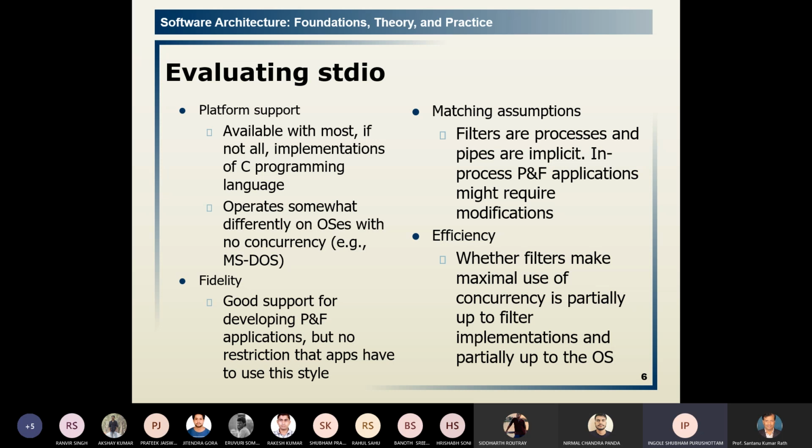The fourth point is efficiency. So how efficient is the framework? Whether filters make maximal use of concurrency is partially up to the filters. We have seen that we have different filters and these filters can run concurrently. But whether a filter makes maximal use of this concurrency is partially up to the filter implementation and partially up to the OS. So if the filters use this concurrency depends on the implementation and on the operating system.